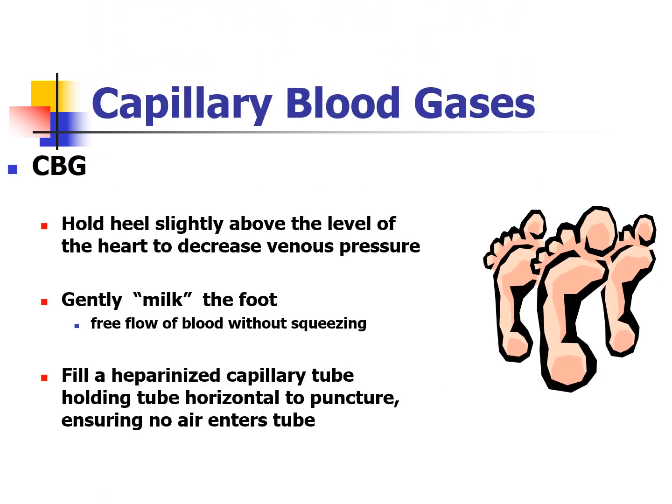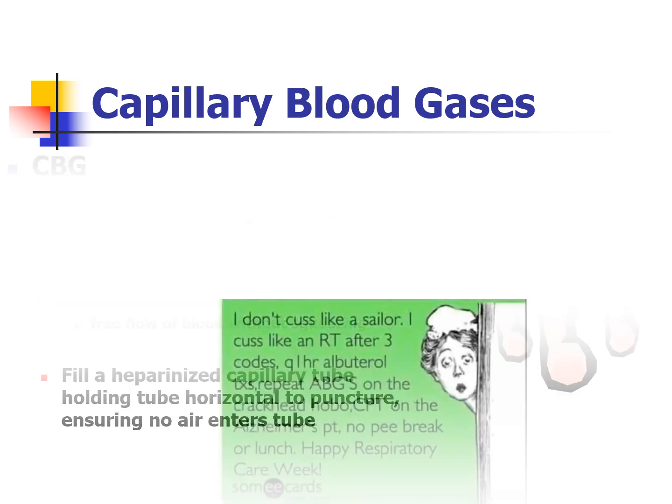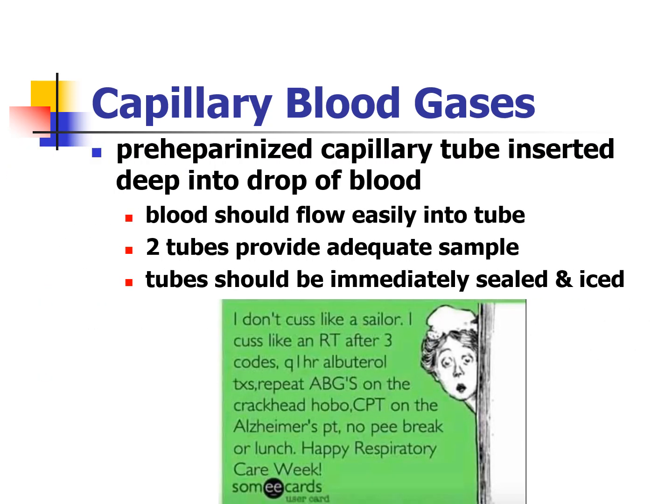Then we're going to wipe away that first drop of blood, and then hold the heel above the heart. So just hold it up a little bit. And then we're going to make sure that that blood is flowing. You're not going to squeeze the blood out. You're just going to make sure that the blood is flowing. You should fill up a little heparinized capillary tube. They're very, very small, and there are some resources on YouTube about this. We avoid air, because that'll throw off the pH and the CO2, if you remember right.